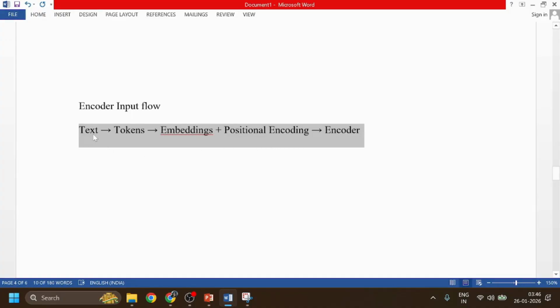First of all you need to take one sentence and then you need to tokenize it. You need to perform tokenization, and after this you need to do embedding and add positional encoding, and it will pass to the encoder. Okay, so this is the encoder input flow.